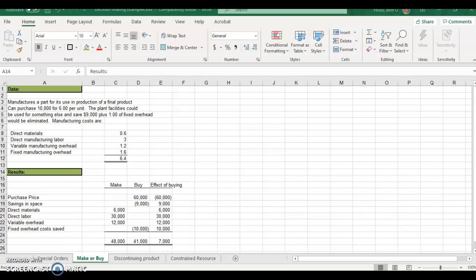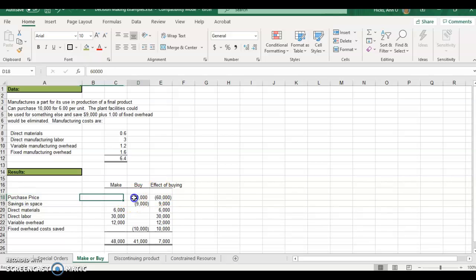We can actually purchase 10,000 of these for $6 per unit, in which case we could use the plant facilities for something else and save $9,000 plus $1 of fixed overhead would be eliminated. Our current scenario, here are our manufacturing costs. Direct materials, 60 cents per unit. Direct labor, $3 per unit. Variable manufacturing overhead, $1.20 per unit. Fixed manufacturing overhead, $1.60, for a total of $6.40 per unit.